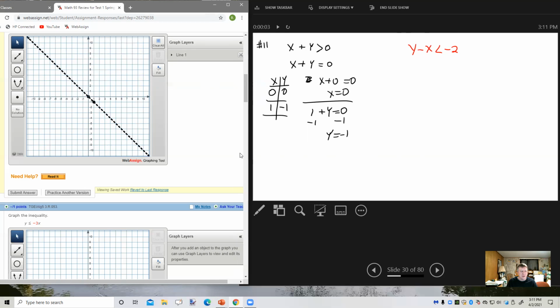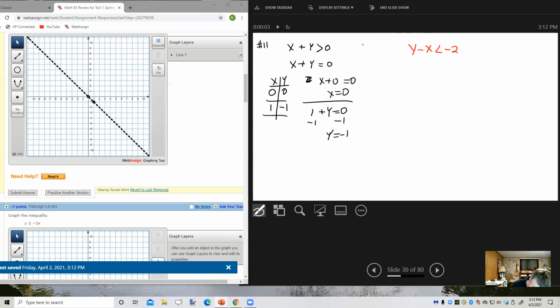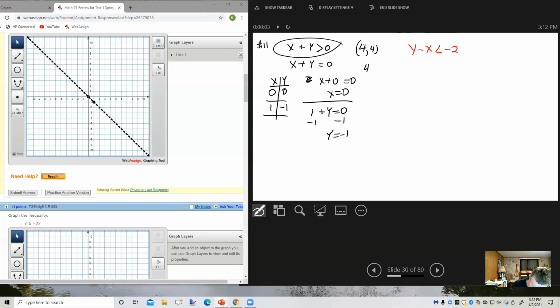Also, it goes through the origin, so I can't use the origin as a test point. How about, let's go with 4, 4. Okay. So 4, 4. We plug that in there, we get 4 plus 4 greater than 0, 8 greater than 0. That's true. And 4, 4 is above the line. Okay. So above.